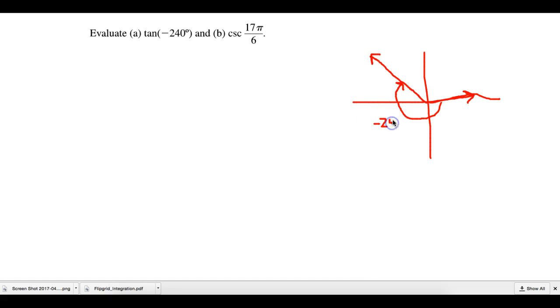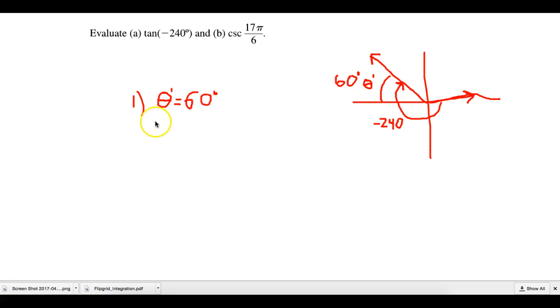Now we want to find the tangent of that. So step one is to find the reference angle. So what does theta prime equal? Now here, the reference angle is going to be this distance from the terminal side to the x-axis. Since negative 240, we know this is negative 180, so 240 minus 180, we've gone 60 degrees. So we know our reference angle is going to be 60 degrees. So that's the first step. So 60 degrees right here.